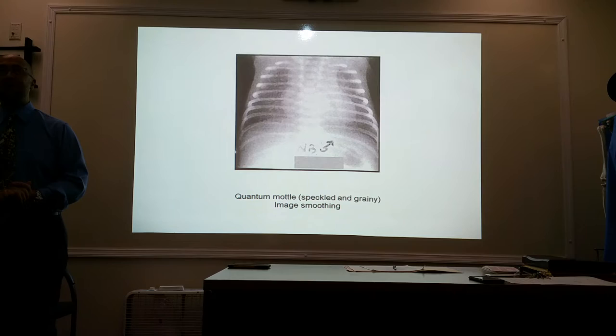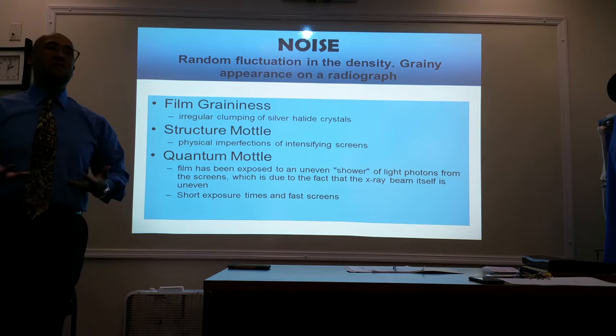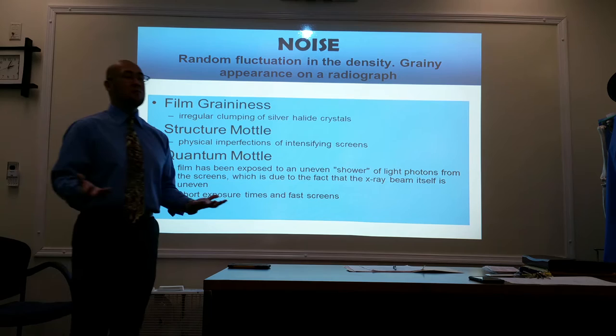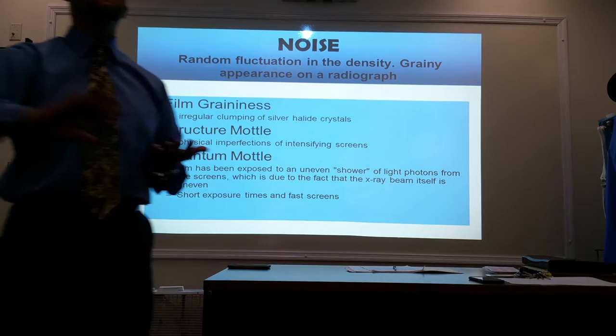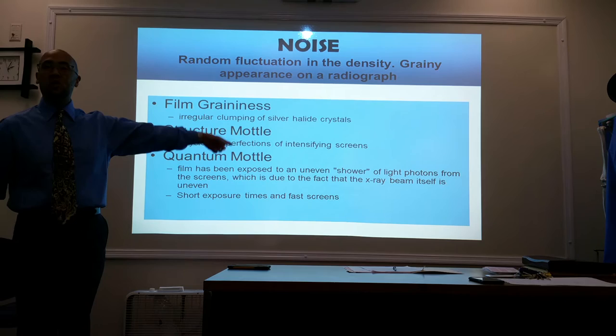That's noise. Noise can be produced in three ways. The first one here is film graininess. What are you going to find in the film's emulsion? What is the active ingredient in the film's emulsion? The silver halide crystals. When the film is manufactured, those silver halide crystals should have been spread out evenly on the film's base. However, if they're not spread out evenly and there's a clumpiness of it, they're concentrated in more area, you're going to get film noise or film graininess.